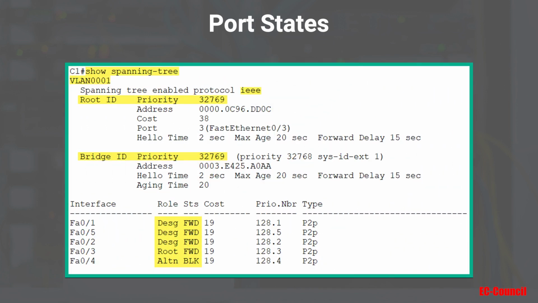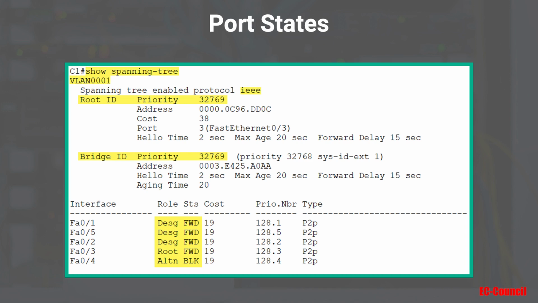In this snippet, we are checking the spanning tree instance by simply using the show spanning-tree command. We can see the instance is providing us the information for VLAN 1. We can see the root ID information here.